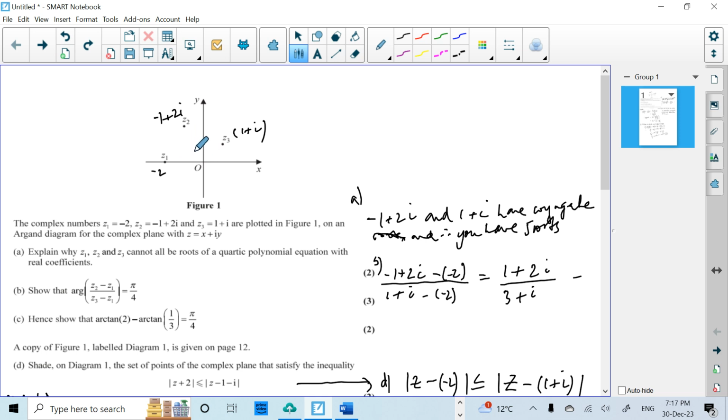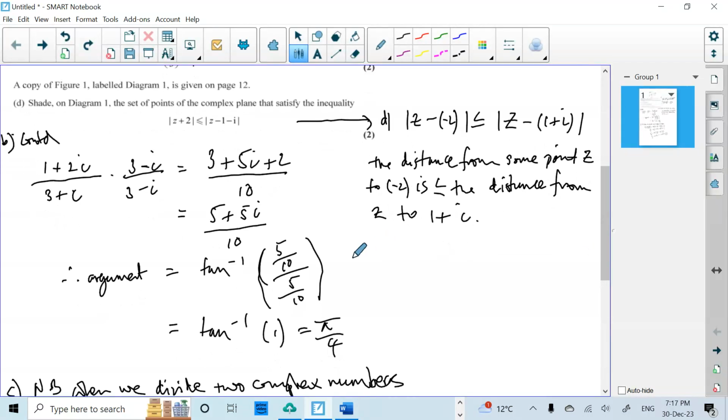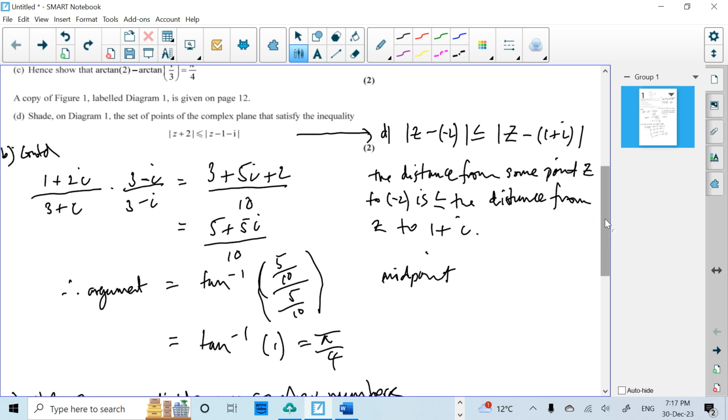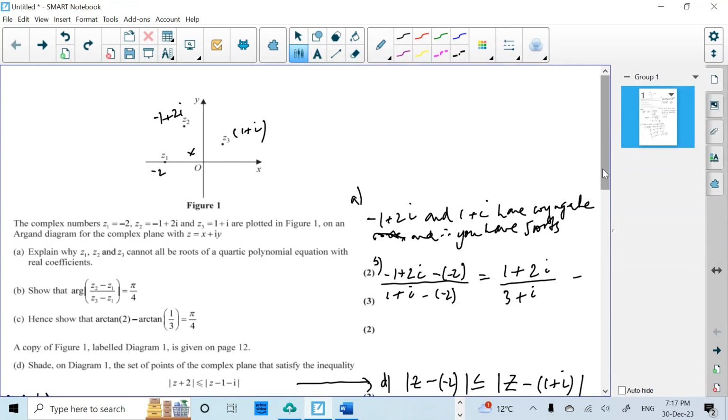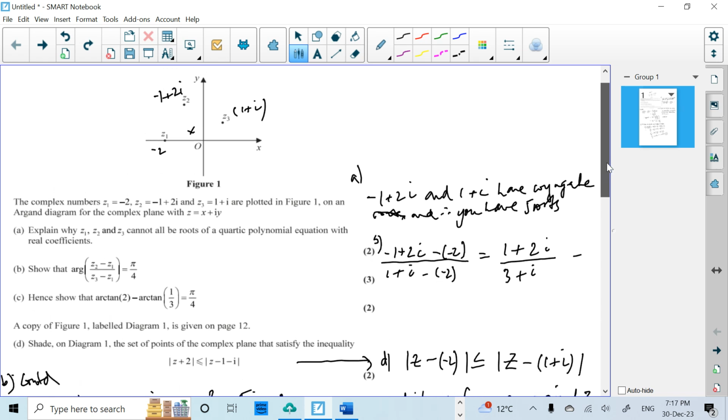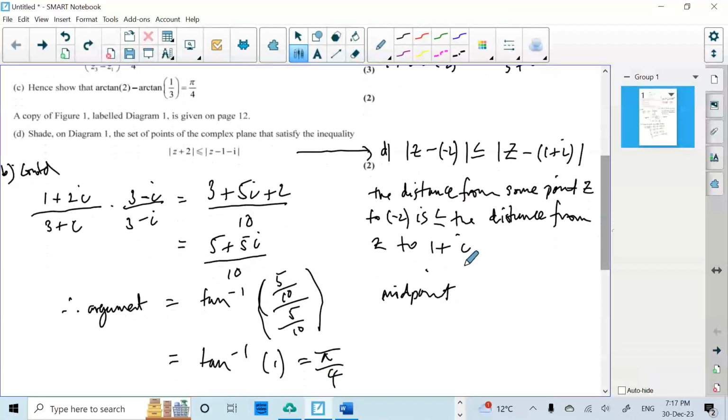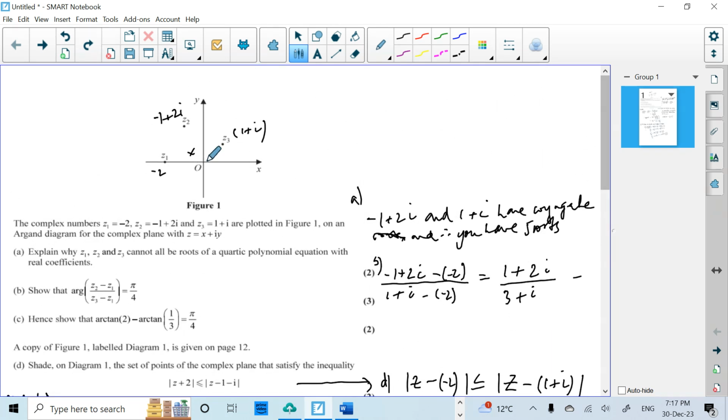So if I find the midpoint, which is somewhere here, it's easy to find because we're just halving the distance there, and that will give me minus a half plus a half i. The midpoint is equal to minus a half plus a half i on the imaginary side. Minus a half, that's correct, plus a half i.